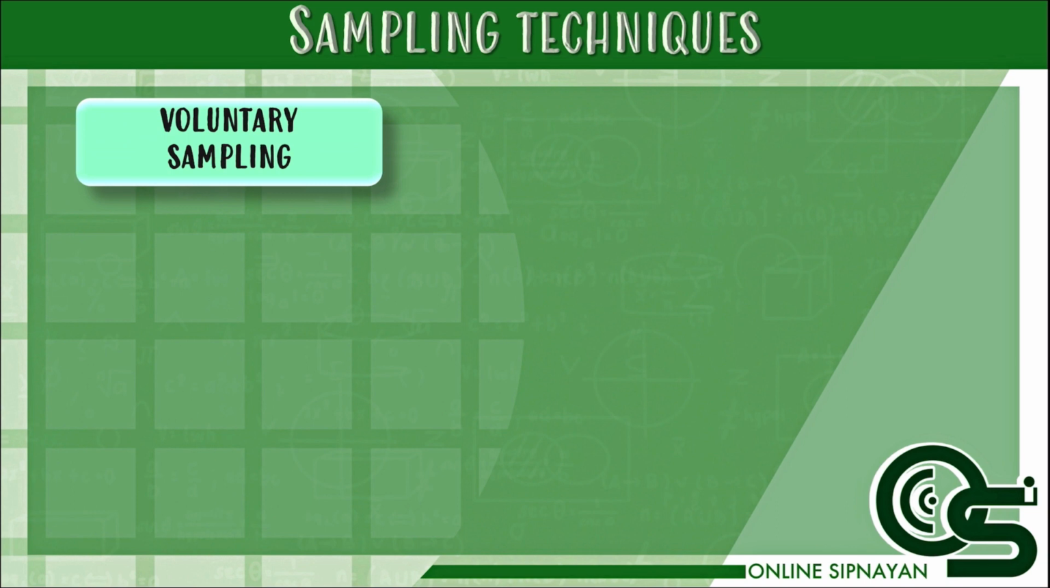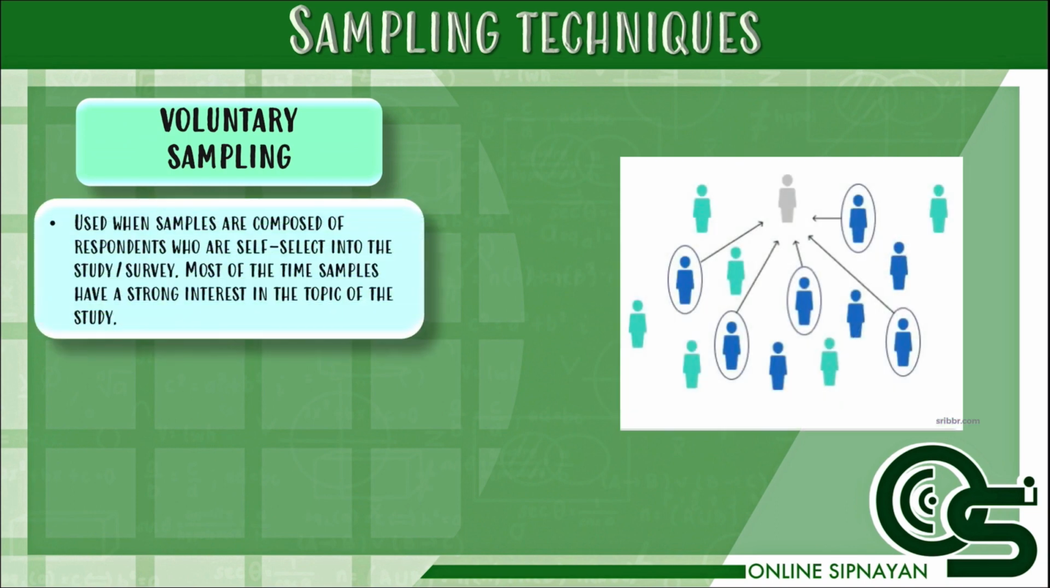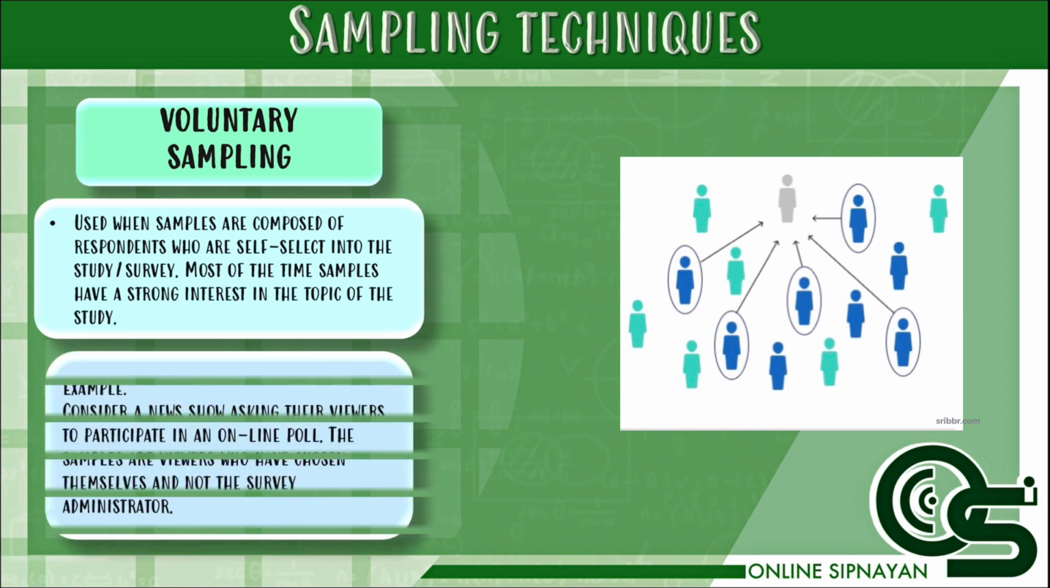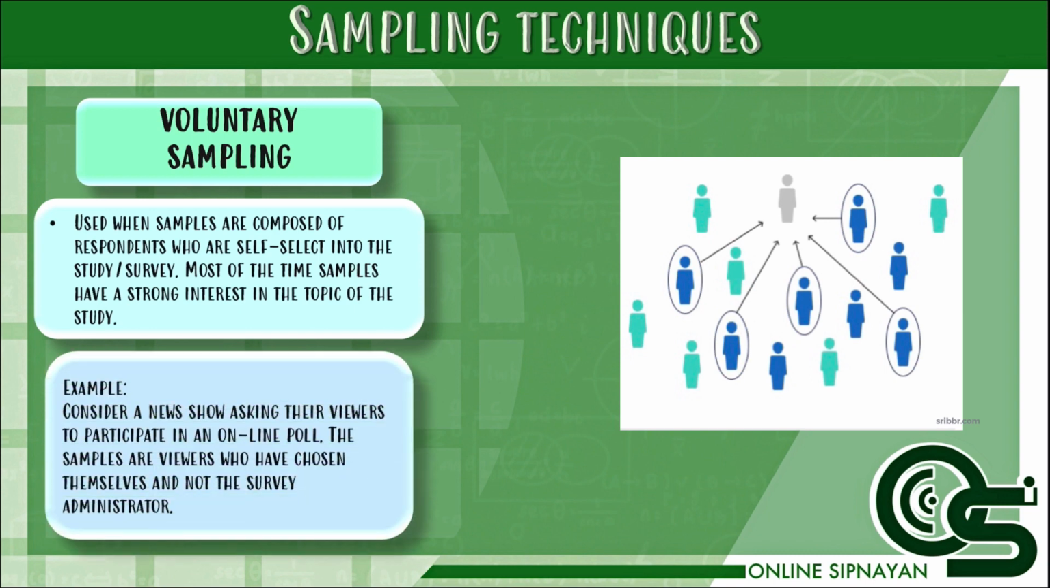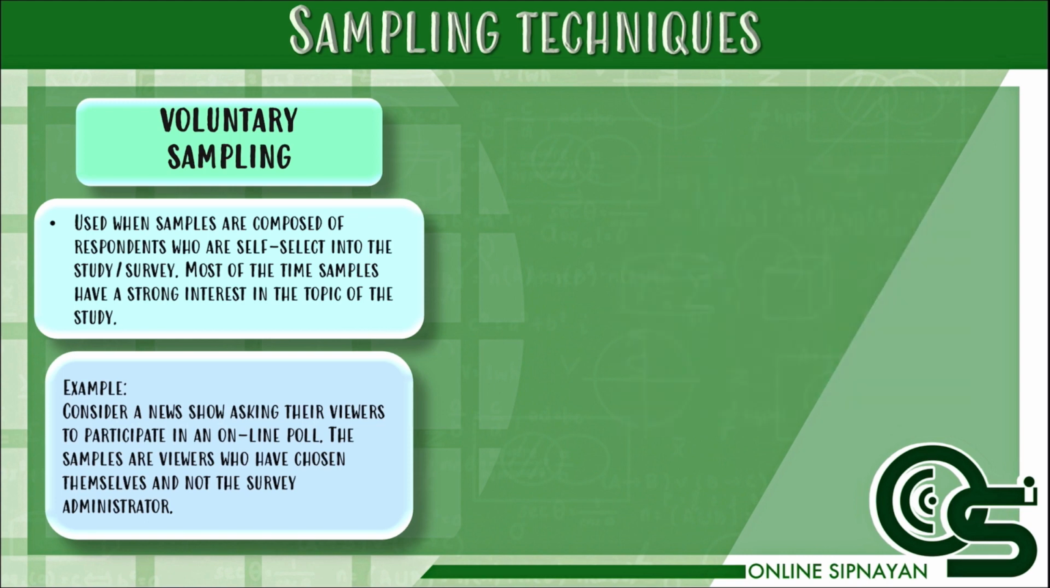The fifth one is voluntary sampling, a technique when samples are composed of respondents who self-select into the study or survey. Most of the time, samples have a strong interest in the topic of the study. Let's consider a news show asking their viewers to participate in an online poll. The samples are viewers who have chosen themselves and not the survey administrator. So in other words, the participants are volunteering.